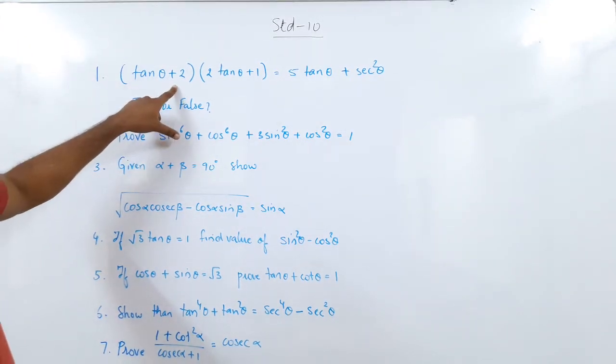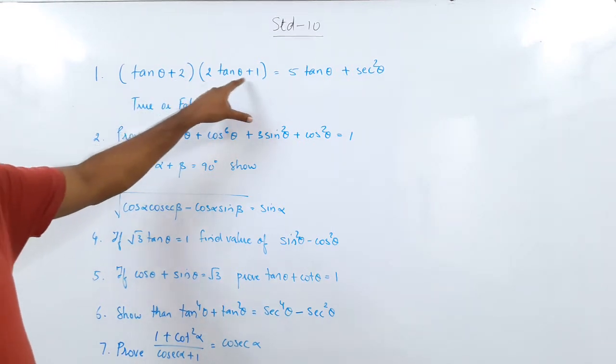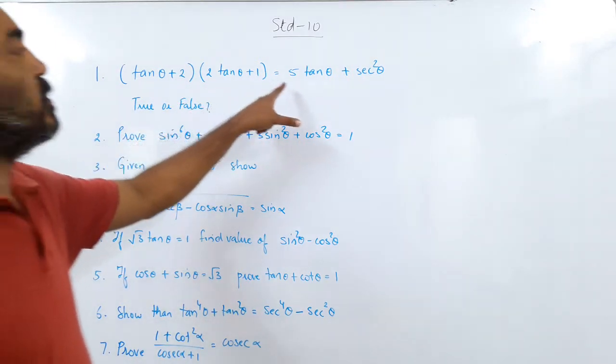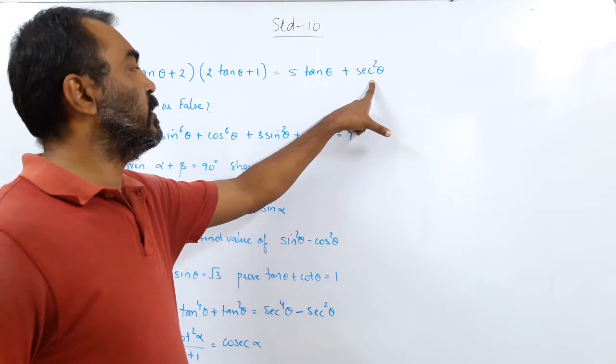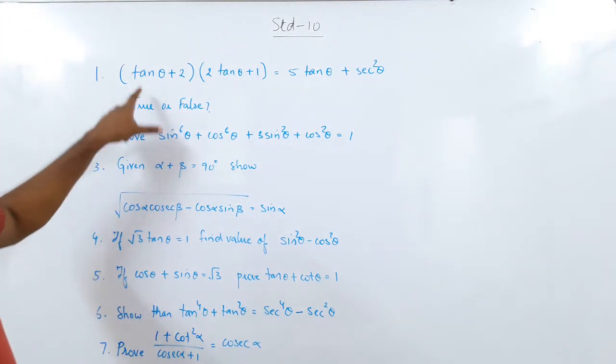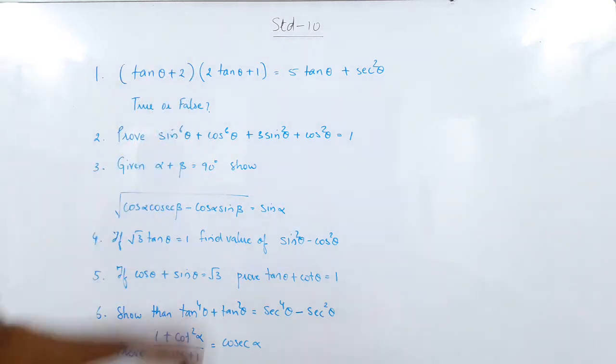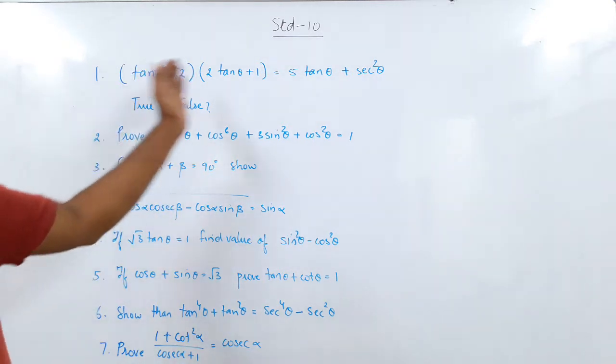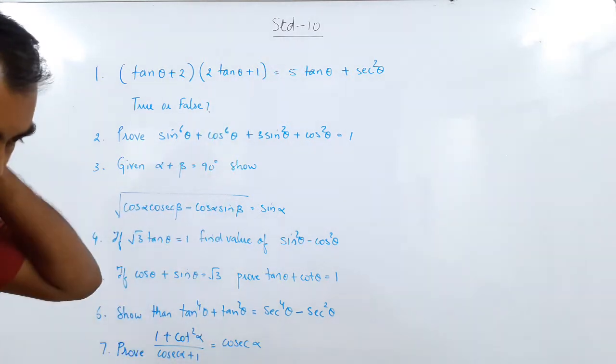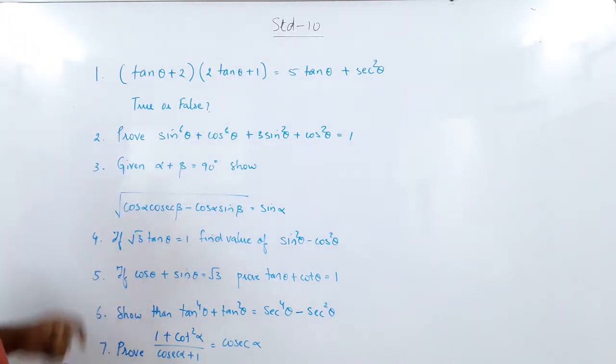Tan theta plus 2 into 2 tan theta plus 1 gives us 5 tan theta plus sec square theta. The question is, is this true or false? So how will you approach this sum? What is your approach? Because there are many approaches to this sum. The question here is, what is your approach? How would you solve this sum?